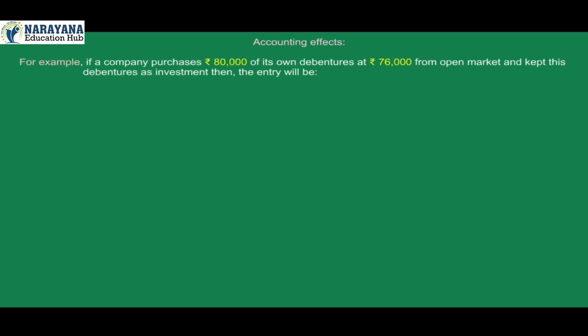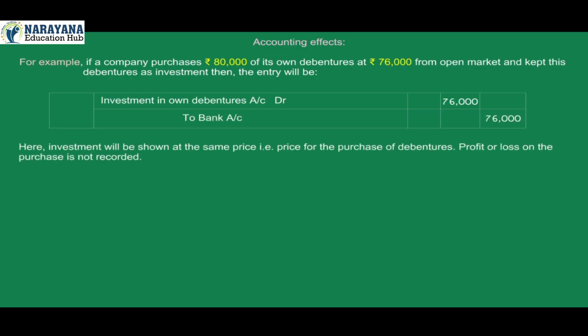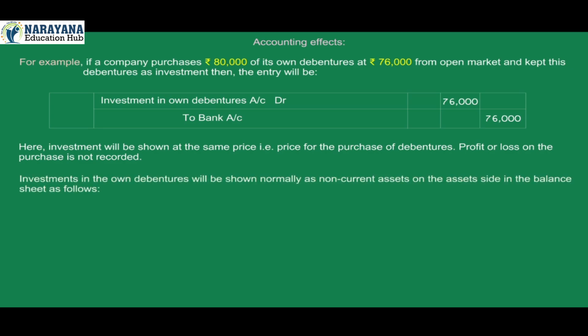Accounting effects. For example, if a company purchases Rs 80,000 of its own debentures at Rs 76,000 from the open market and keeps these debentures as investment, then the entry will be: investment in own debentures account debit 76,000, to bank account credit 76,000. Here, investment will be shown at the same price, that is, the price paid for the purchase of debentures. Profit or loss on the purchase is not recorded.